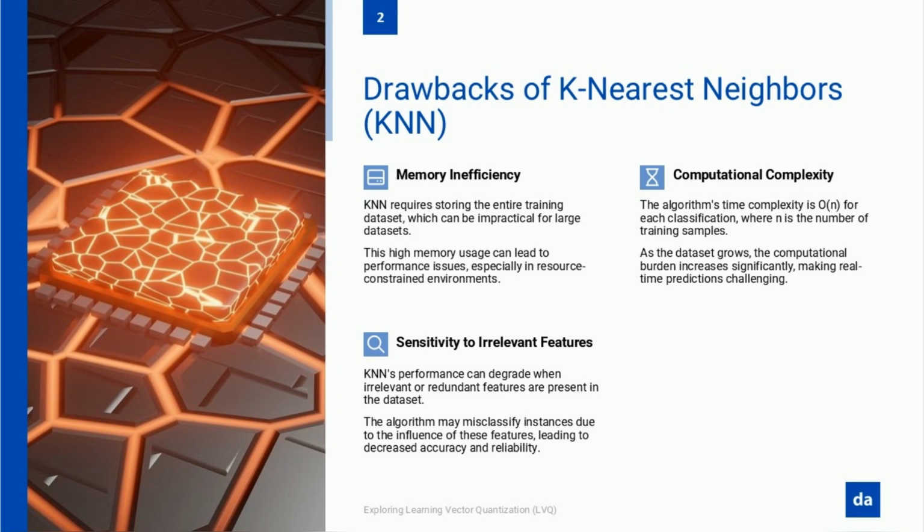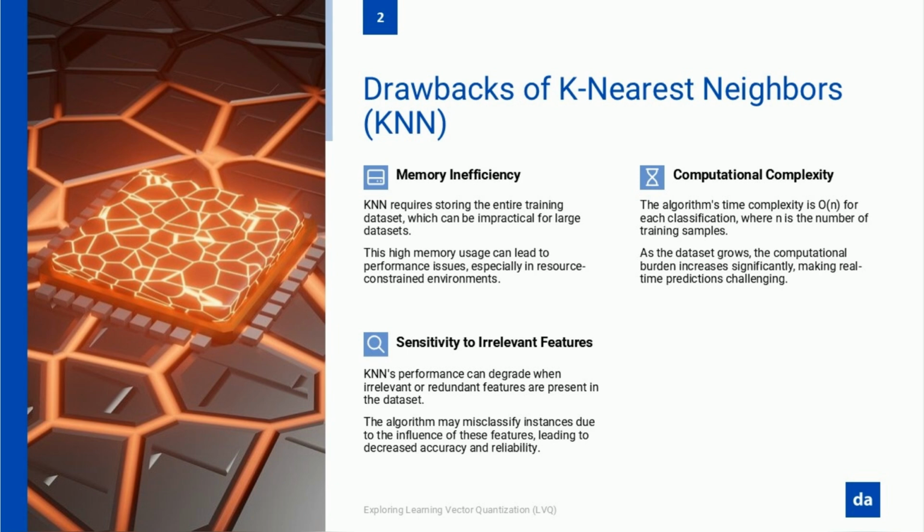Every time it needs to classify something, it has to compare the new data point to every single item in the training set. That's like searching for a missing sock by checking every drawer, every closet, and even under the fridge every single time you do laundry. The bigger the data set, the slower it gets. You want real-time predictions? Not with KNN.